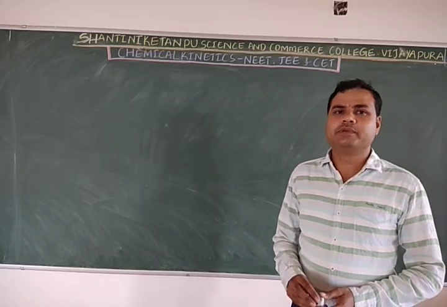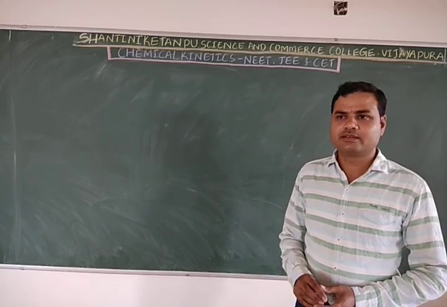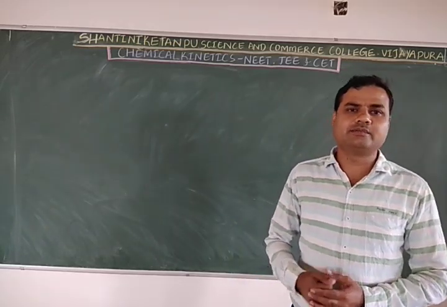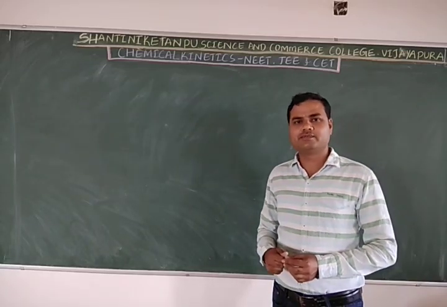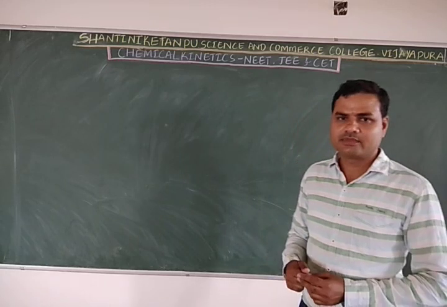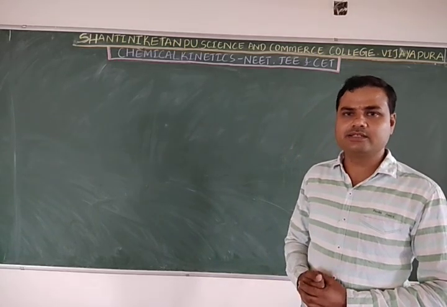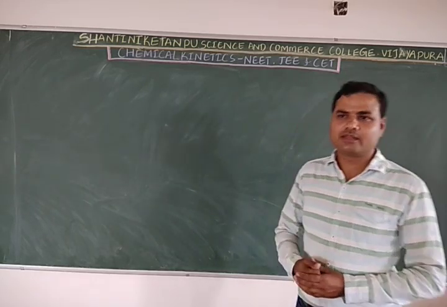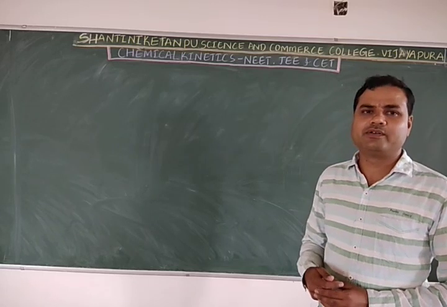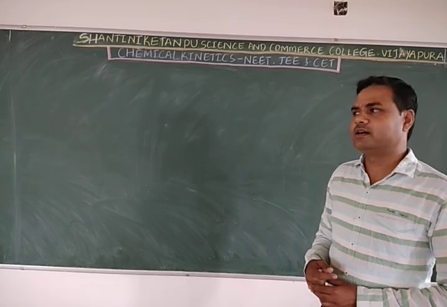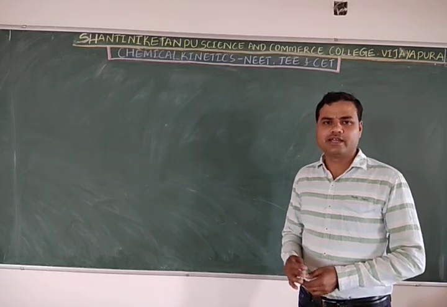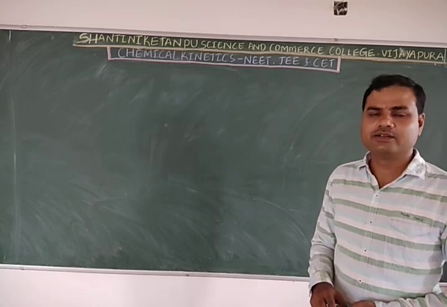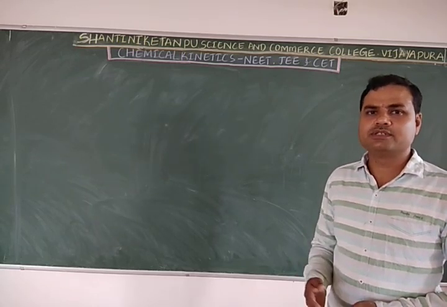Based on the order of the reaction, what is meant by the order of the reaction? It is nothing but the sum of the powers of the concentration terms of reactants in a rate equation. If the sum of the powers becomes 0, then the order of the reaction is called zero order reaction. If the sum of the powers becomes 1, then it is first order. Similarly, if it is 2, second order.